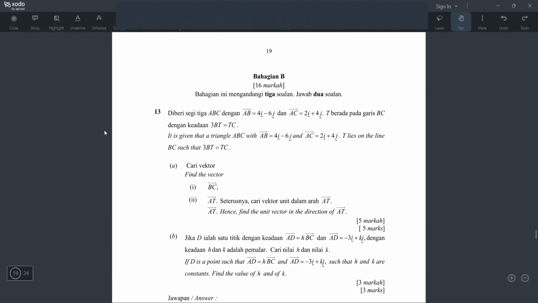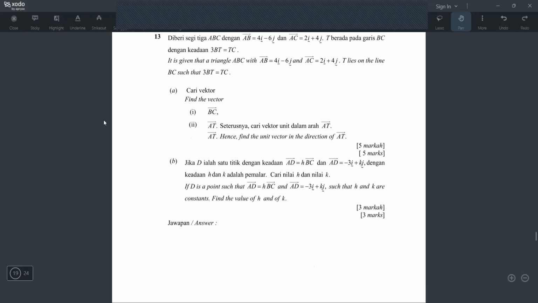Okay, finally we are at bahagian B. So bahagian B got how many questions? 3 questions, right? Bahagian ini mengandungi 3 soalan. But we are required to jawab 2 soalan. Okay, but I will jawab all 3 in this video. Like usual lah, I always jawab all soalan because we are doing revision. But in exam, you will only choose 2 questions, right?